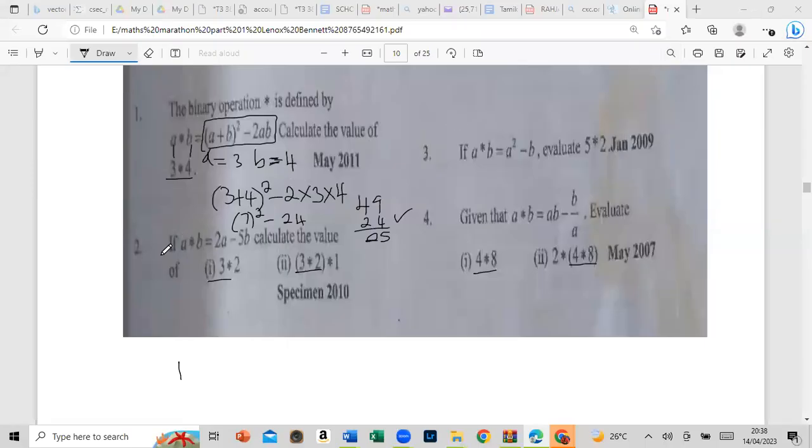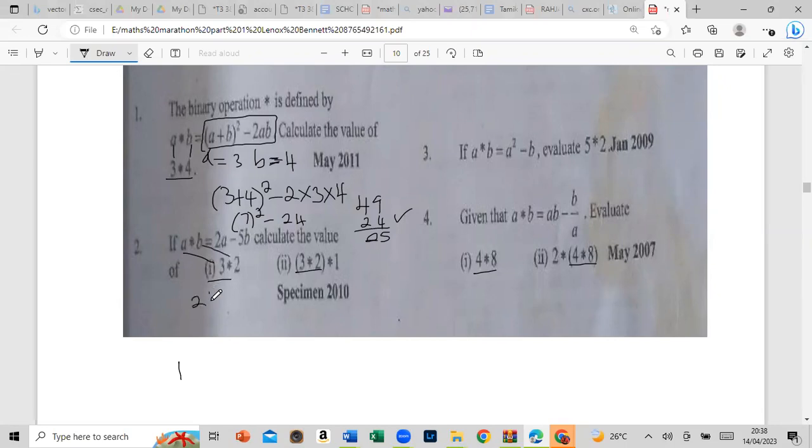All right, so let's look at number 2. It said if A * B is equal to 2A minus 5B, calculate first 1, 3 * 2. So we're supposed to substitute the values in the first one. A is going to be 3 and B is 2. So we just substitute the values now.